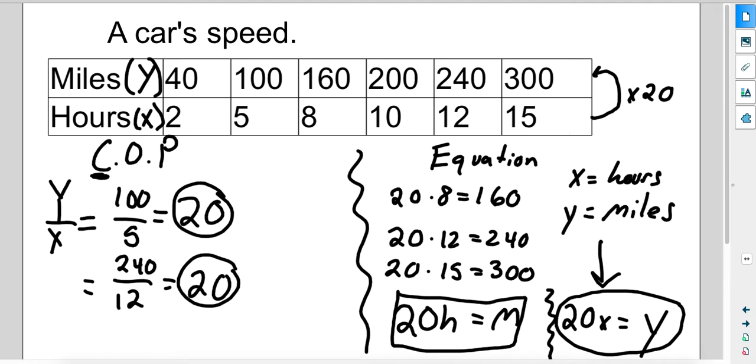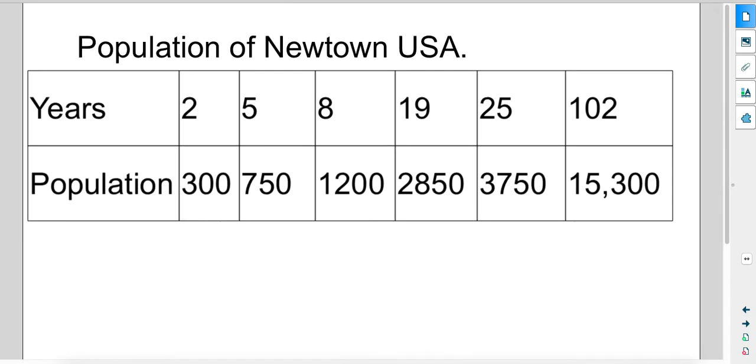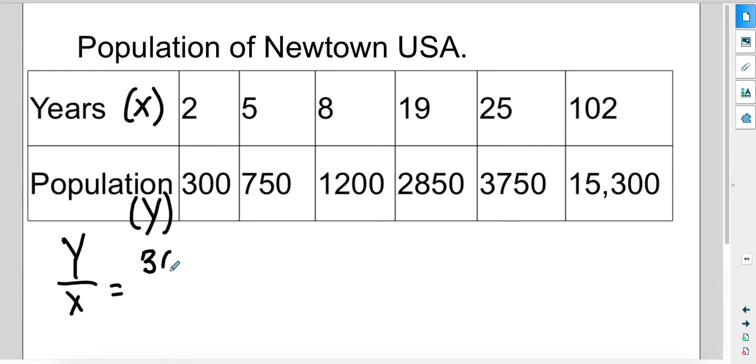So let's look at a different example with another table. So here we have the population of Newtown, USA. You can see that we're comparing the years to the population. So automatically I know years is a unit of time. That's going to be my x value. Population is going to be my y value. I'll use my y over x. And again, I can use any of these pairs. I'll just use 300 over 2, since that's my easiest value to calculate. And I can see that my COP is 150.